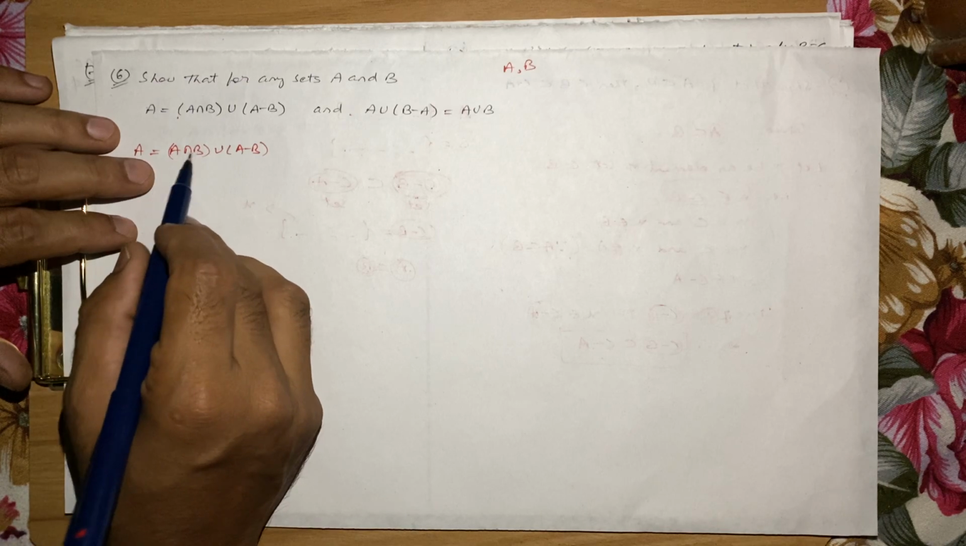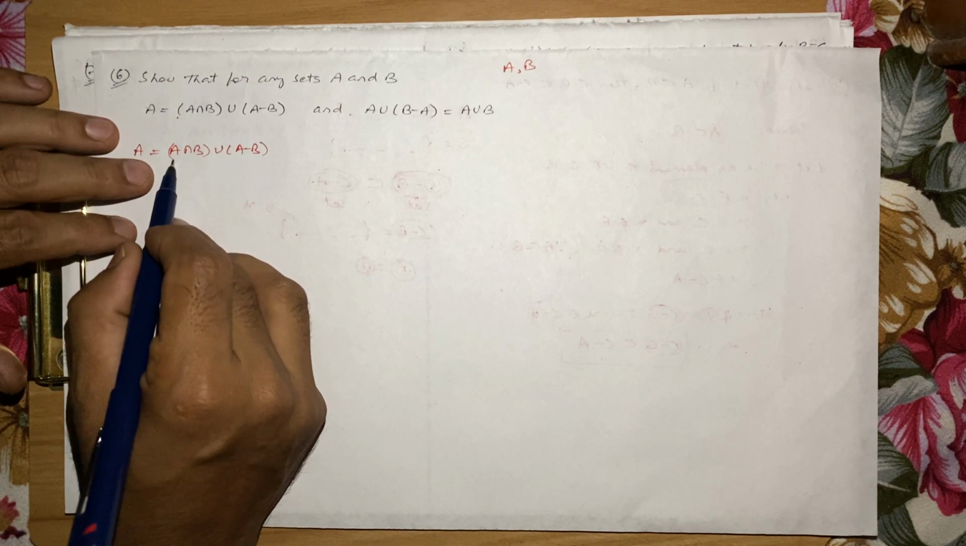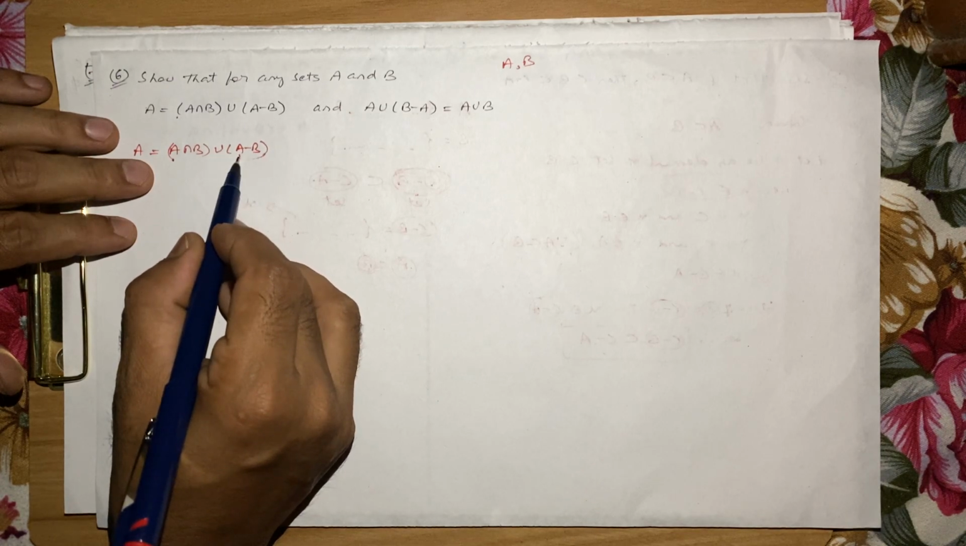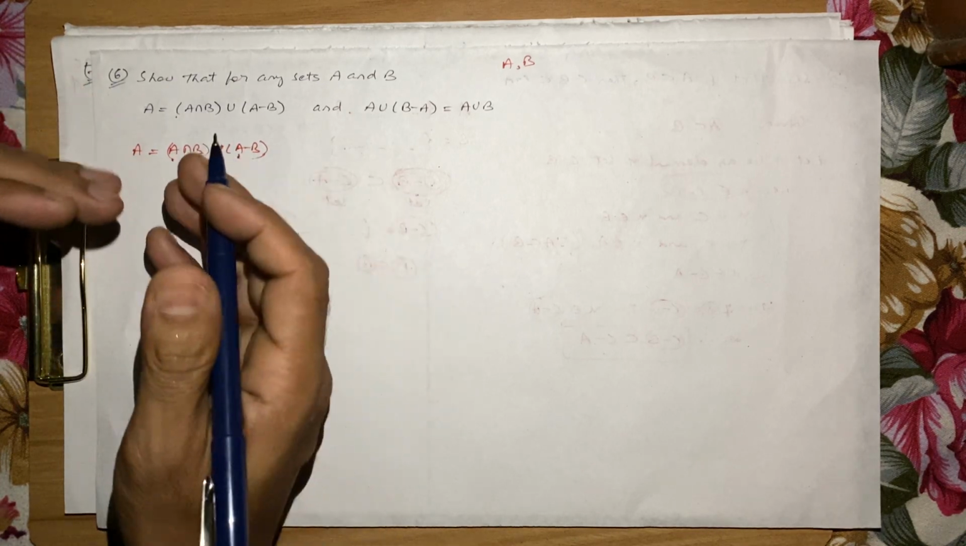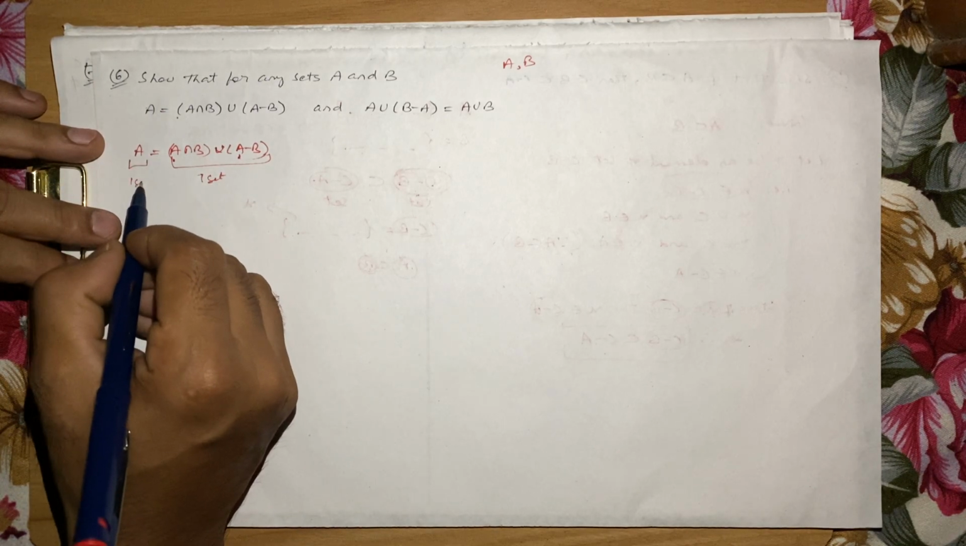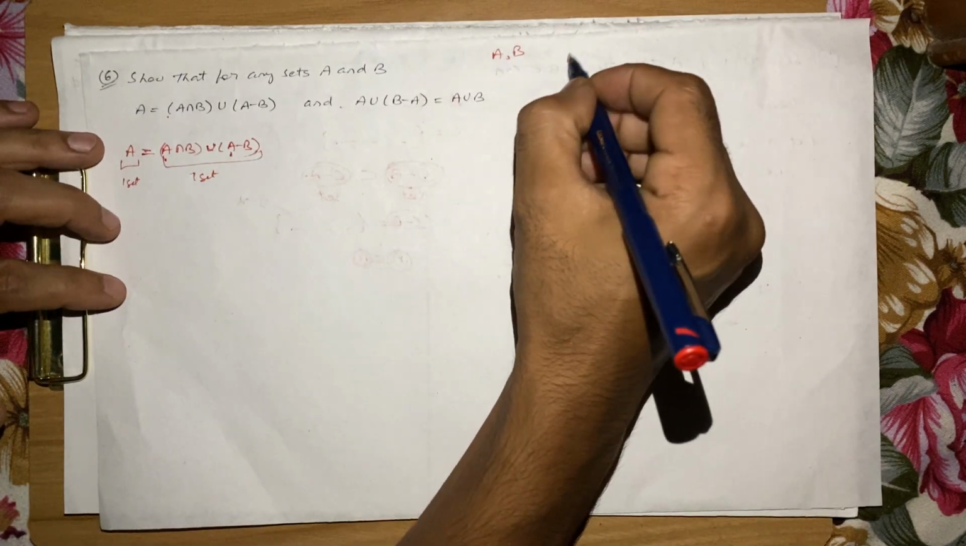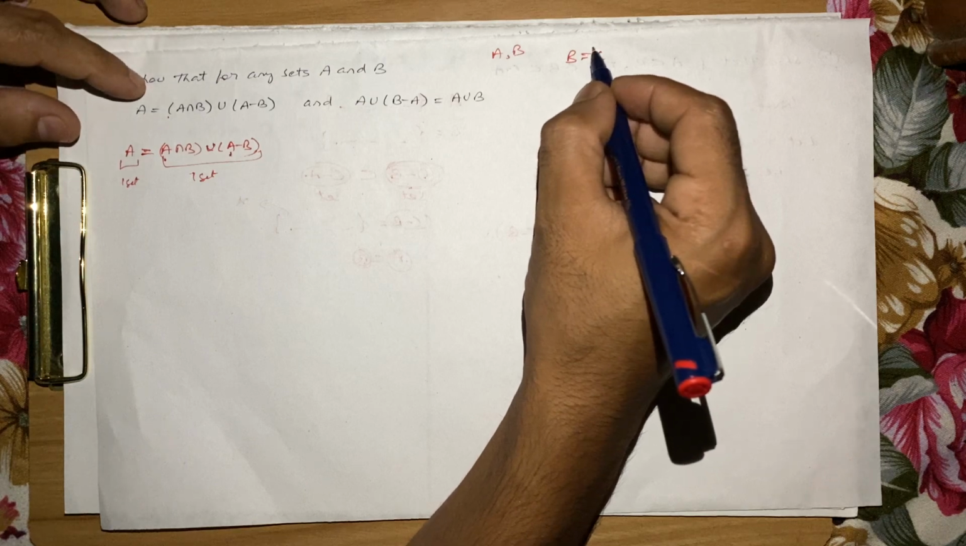Now A and B have been intersected, so this will be one set. This A minus B is one set, and both of them have been united, so this whole thing is just one set, right? And this is also just one set, and you need to show both of them to be equal. So when you needed to prove B is equal to C, what did you show?